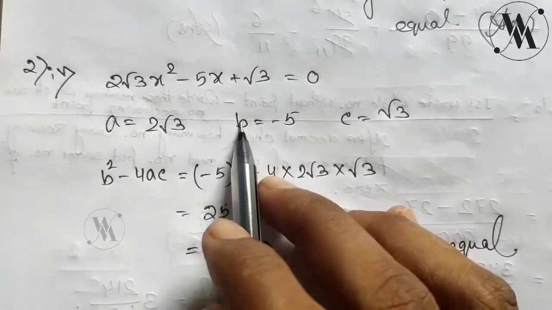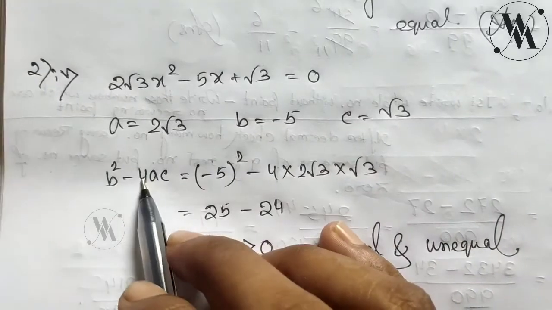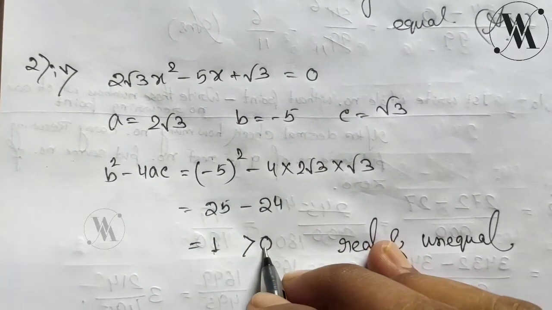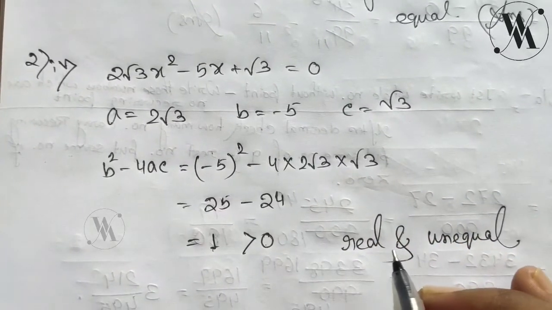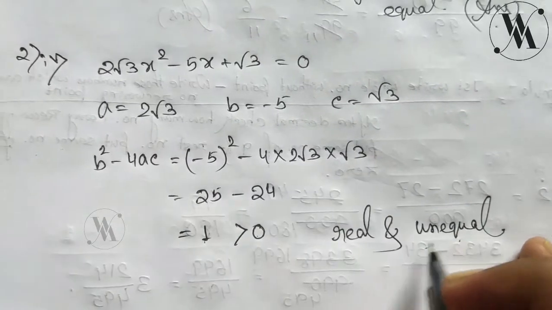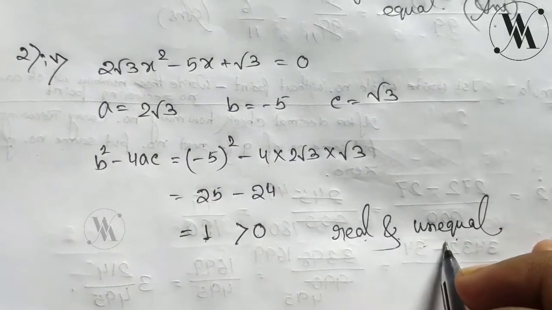So put down the values of b, a and c in this expression, and we get the value equal to 1, and 1 is greater than 0. So according to the formula, this equation has real and unequal roots, or you can say real and distinct roots.